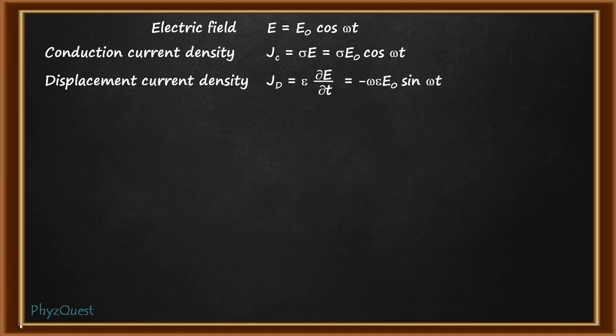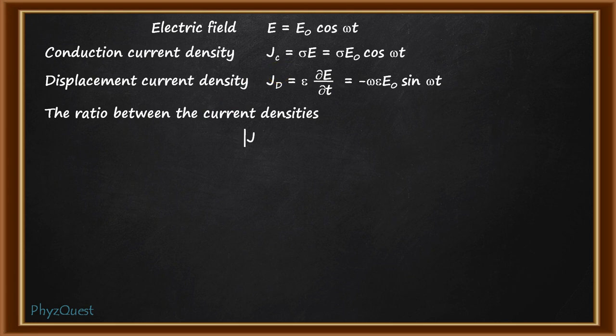which is equal to minus omega epsilon E0 sine omega t. Now to find out which of the currents will be higher, we have to take the ratio of the two current densities. So for the ratio between the two current densities, we'll take the modulus of both the terms.